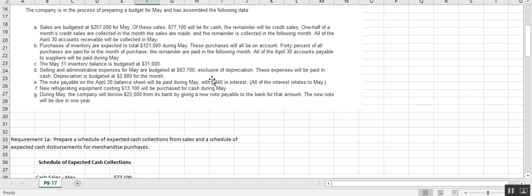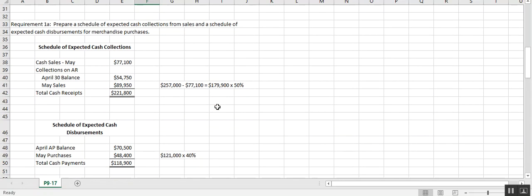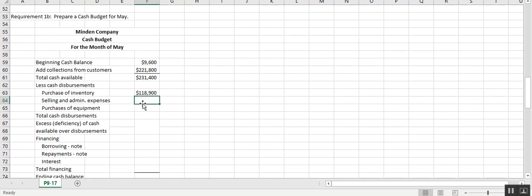But remember, depreciation is a non-cash flow. However, it does make a difference in our income statement, but not in our cash budget. So when we're doing our cash budget, let me get down here to it. When we're doing our cash budget, our selling and administrative expenses for cash purposes are the $83,700. And then we had a purchase of equipment.